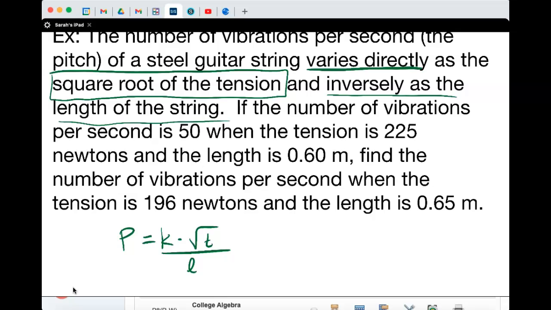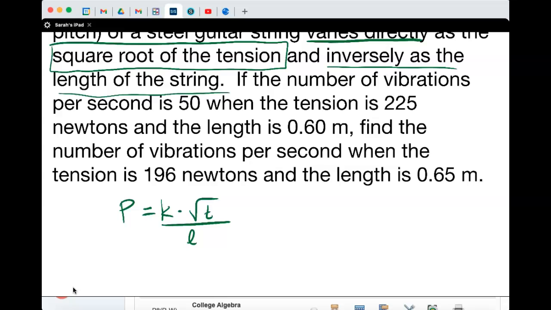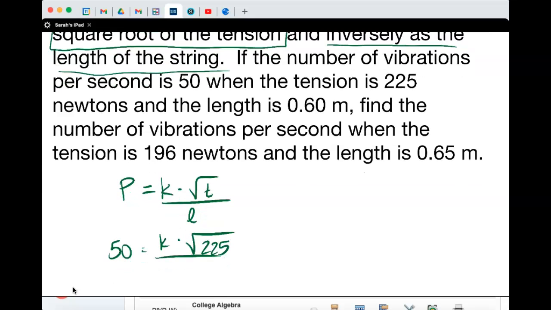Okay, so just like always, we need to find the k value. So we have the number of vibrations per second is 50. Tension is 225 newtons, and the length is 0.6 meters. So 50 is representing the pitch, the vibration. And 225 is the tension, which is nice because it's a square. Length is 0.6. So then you can solve for k.